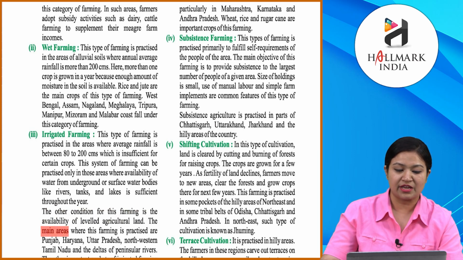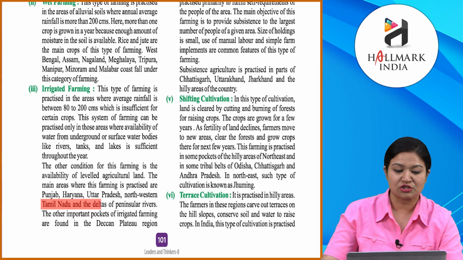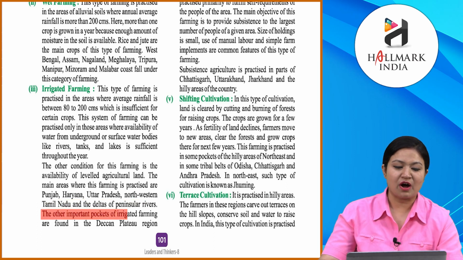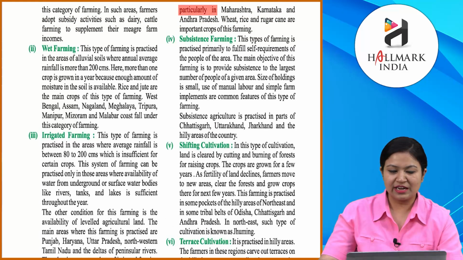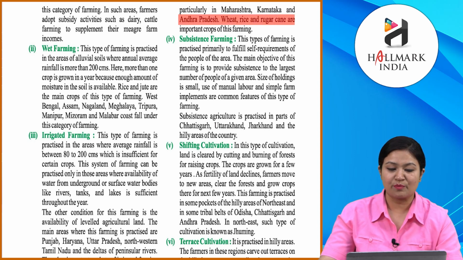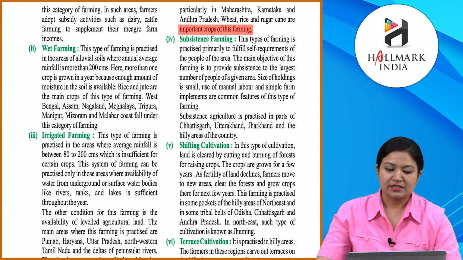The main area where this farming is practiced are Punjab, Haryana, Uttar Pradesh, northwestern Tamil Nadu and the deltas of peninsular rivers. The other important pockets of irrigated farming are found in the Deccan Plateau region, particularly in Maharashtra, Karnataka and Andhra Pradesh. Wheat, rice and sugar cane are important crop of this farming.